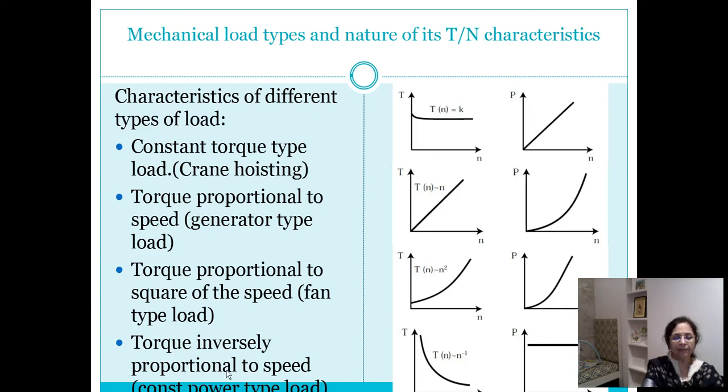And the last type is torque is inversely proportional to speed, where as the speed increases, the torque demand keeps on reducing. So we can write this torque proportional to 1 by N. N raised to minus 1 means 1 by N. Now you can remember that typically series motor has such characteristic that when we try to increase the speed of the motor, torque demand reduces.